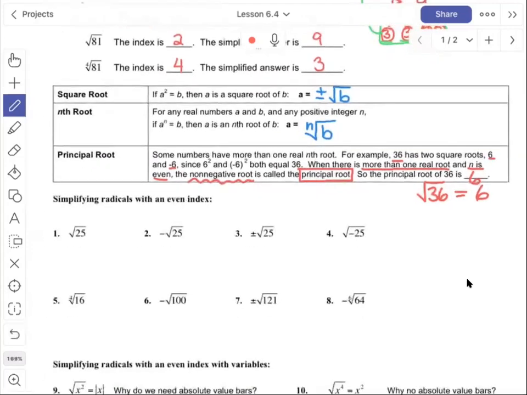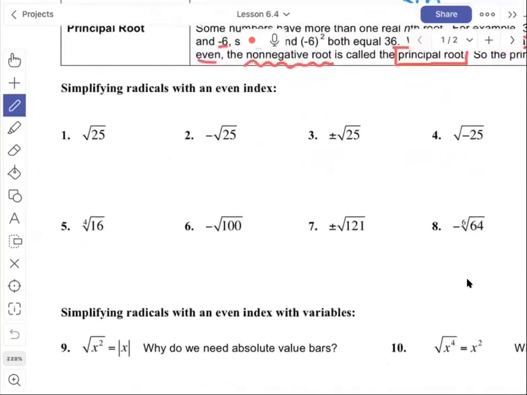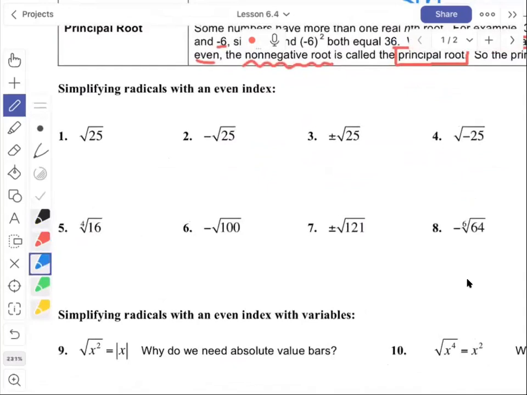All right, let's try some out. Okay, so here we go. Simplifying radicals, and we're going to focus on even indexes here. So I'm going to start calling on people, unmute yourself, and let me know what you get, okay? All right, here we go. Let's try number 1, rad 25. All right, let me pull up my random student picker.